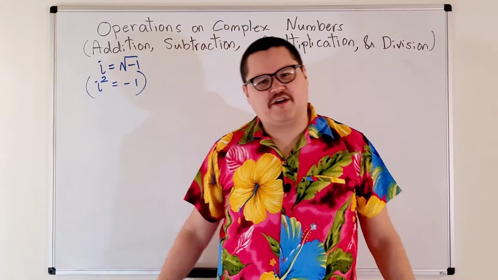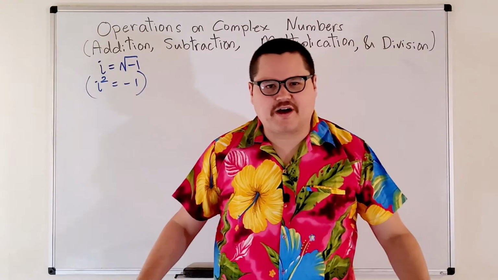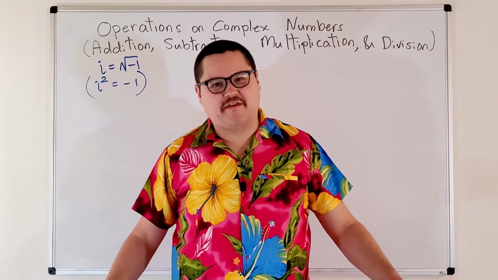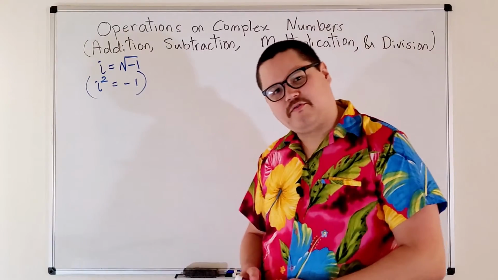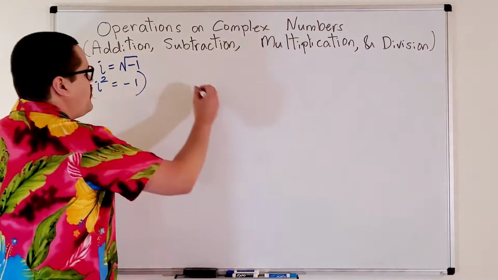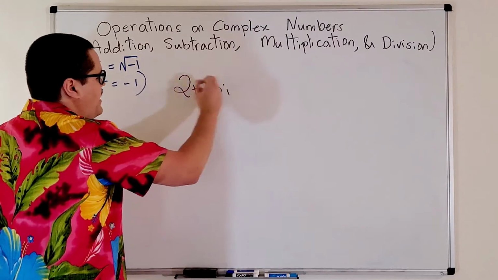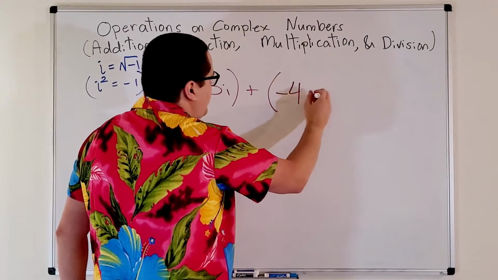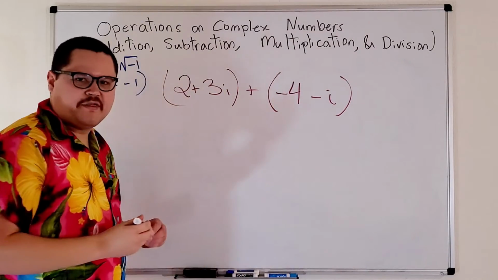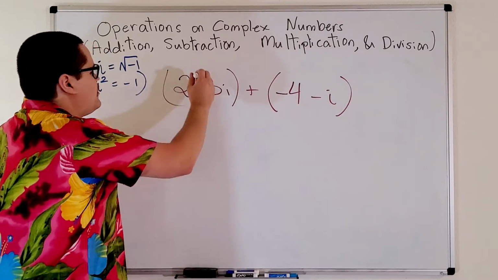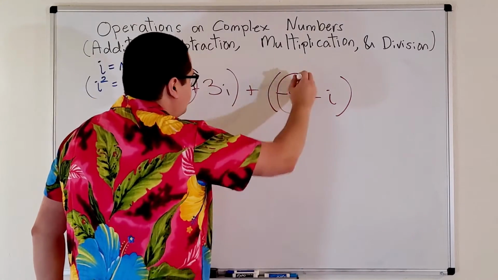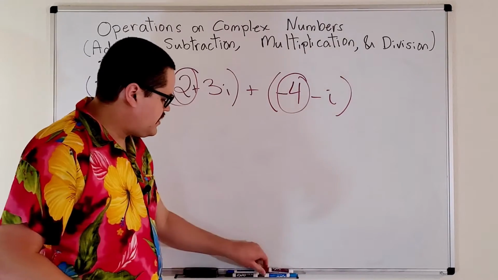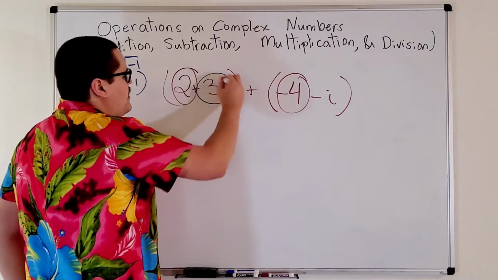Good news, folks. There's nothing easier than addition of complex numbers. All you gotta do is combine like terms. I think even you can do that. For example, let's say you have 2 plus 3i plus negative 4 minus i. Well, then we have some like terms. 2 and negative 4 are like terms, and 3i and minus i are also like terms. So we just combine them.